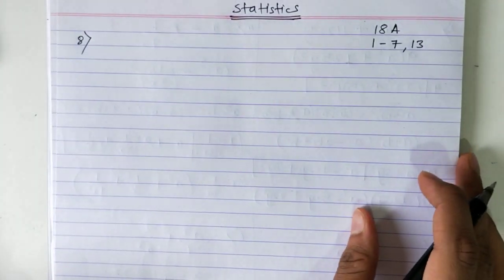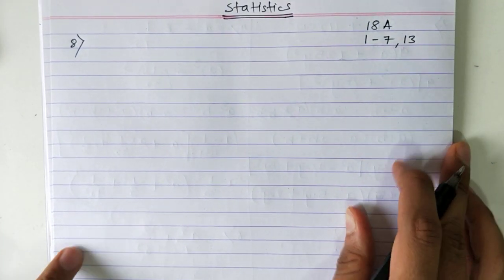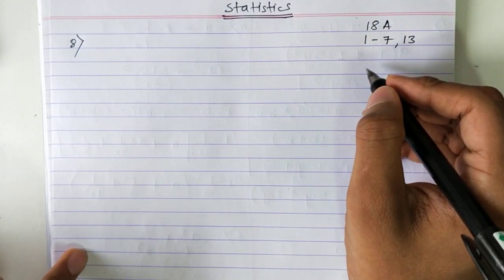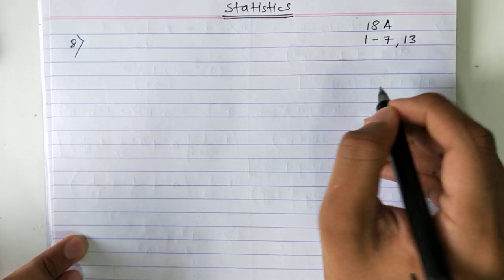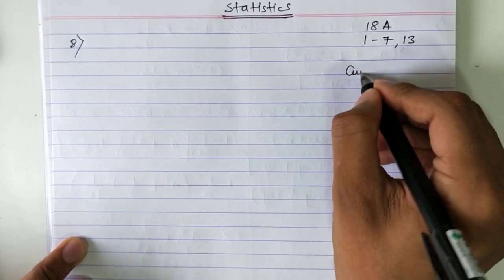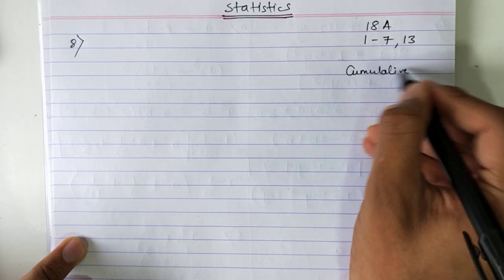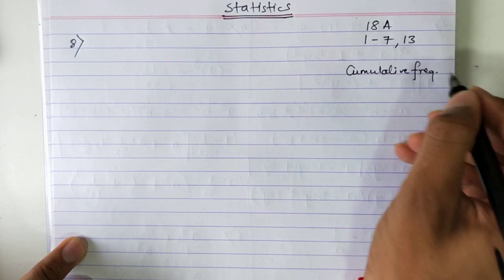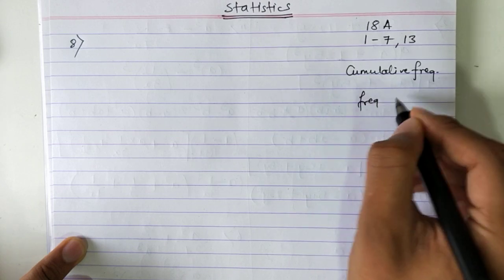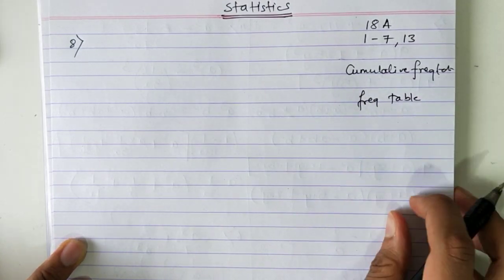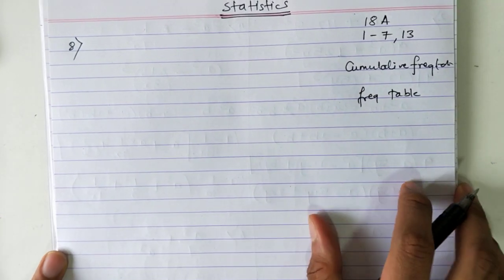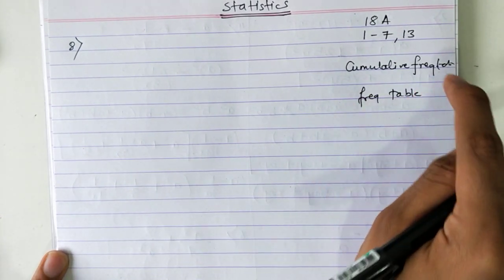where we will learn two things. One is frequency table and one is cumulative frequency table. We will understand the difference between them, and in the exam they will give you any one of them.